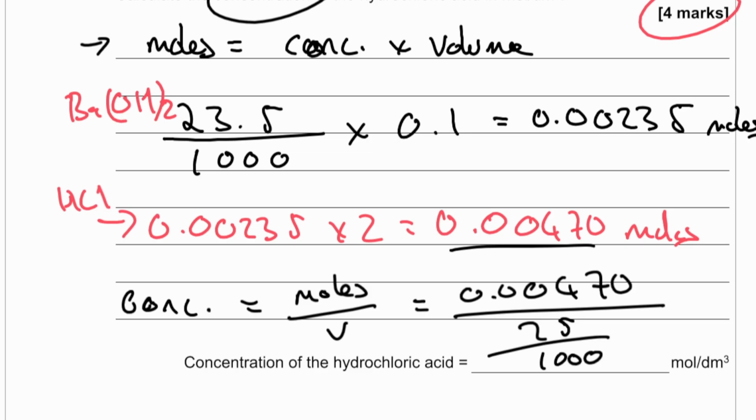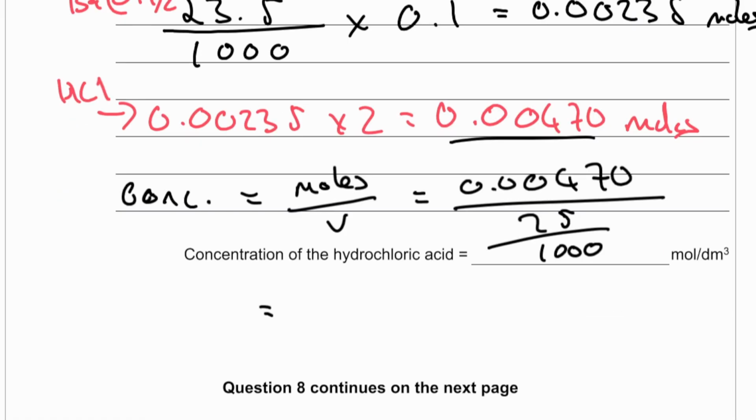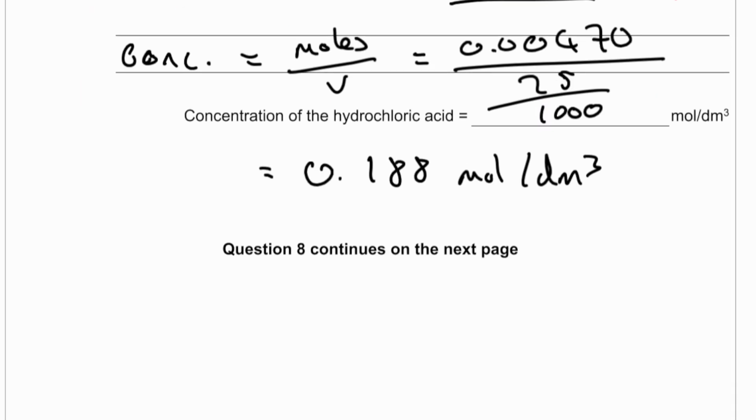And you could put that into your calculator, or when you divide by a fraction, it's the same as multiplying by the reciprocal of that fraction. So you can flip that. But either way, you should be able to work out what that is. And when you put that into your calculator, you should get 0.188 moles per dm cubed. Okay, so hopefully everyone got that right. You can see again, it's not that tricky.